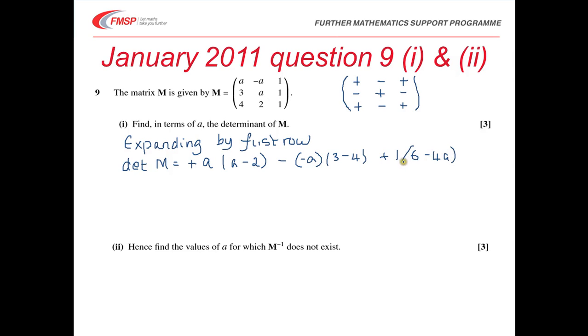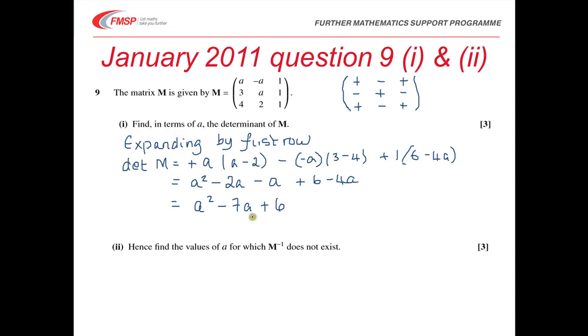So we now need to just simplify all of that. So we're going to get A squared minus 2A. That is going to be a plus, and then 3 minus 4 is minus 1, so it's going to be minus 1A, and then we'll have a 6 minus 4A. And if we simplify that, we end up with A squared minus 7A plus 6. So we have found, in terms of A, the determinant of M.